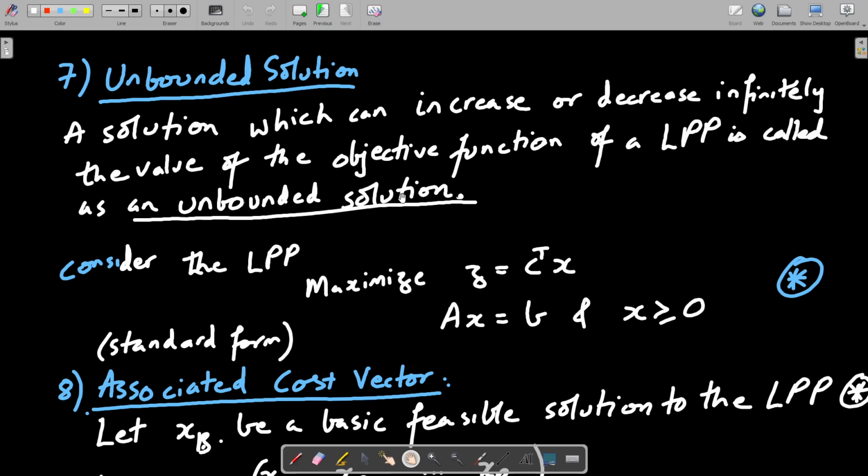We could have chosen points in such a way that the value of z becomes larger and larger, right? So for every value of z, we were getting better and better solutions. The solution is unbounded because you're getting better and better solutions as you move ahead.